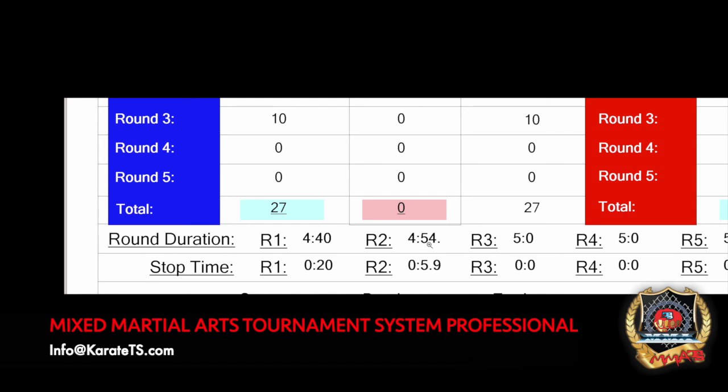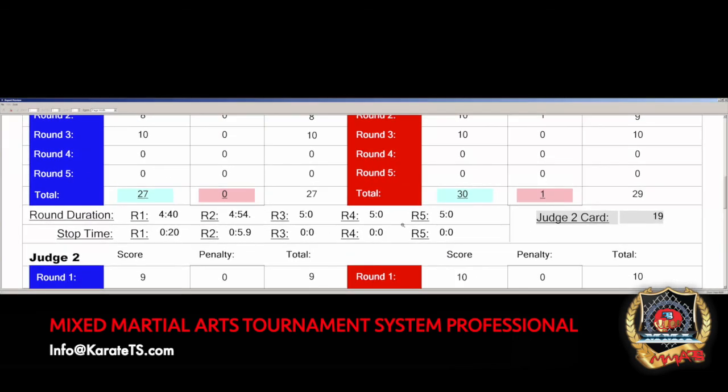Or then you got the other area. If it was in the second round, here you get the numbers for the second round. Well, it was at 4 minutes and 54 seconds. So you get the second round. And if it was in the third, you will see in the third. And if it's in the fifth, you will see in the fifth. If it was in the rounds. So you could see it there.